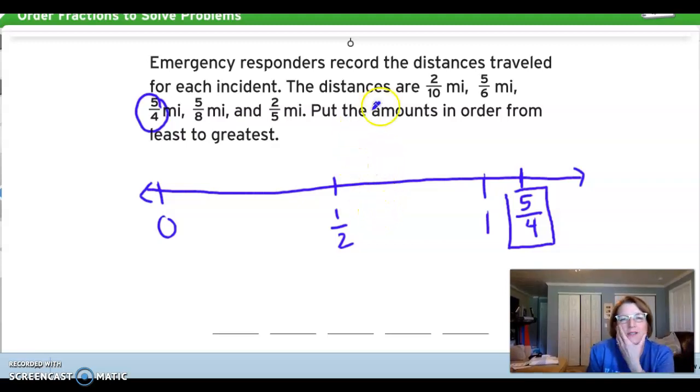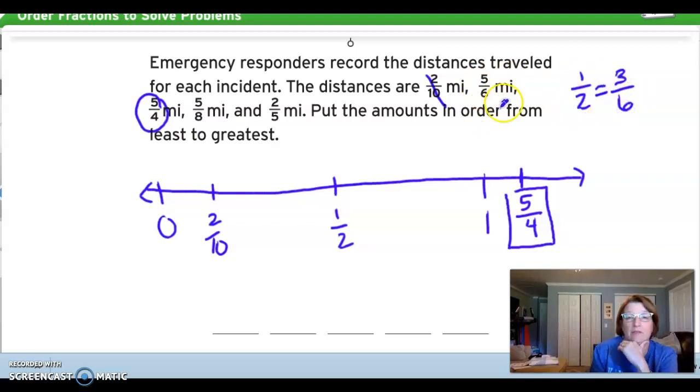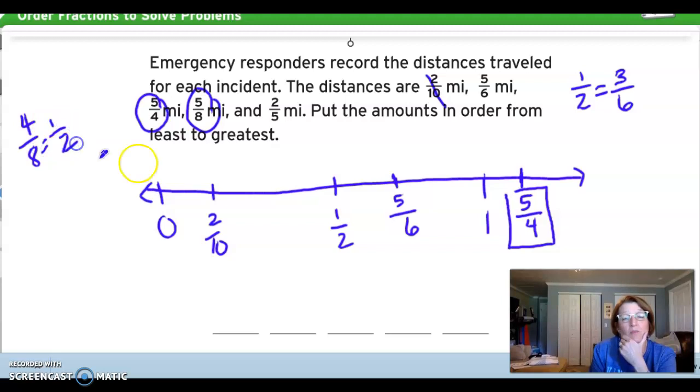So now if we take a look, we've got tenths. 2/10 would be less than half, so it's going to come down here somewhere. 5/6 is more than half because half would be 3/6, since 3 is half of 6. So that's going to come up here somewhere. And then we've got 5/8 and 2/5 to put on here. So 5/8, 4/8 would be half. 5/8 is more than half.